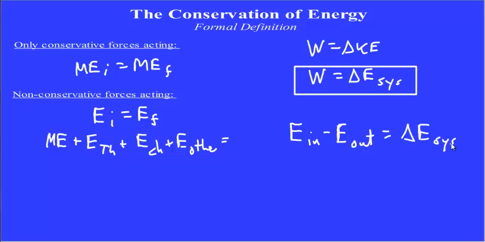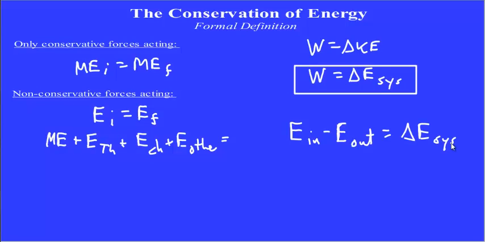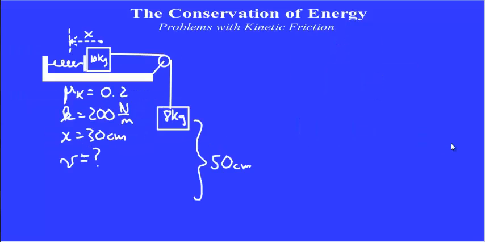Let's look at a specific example of when another type of non-conservative force is at work, and that is the force of kinetic friction. When kinetic friction does work on a system, you might think of it as sucking energy out of the system, or dissipating mechanical energy in the form of heat. This is an example taken from your textbook.